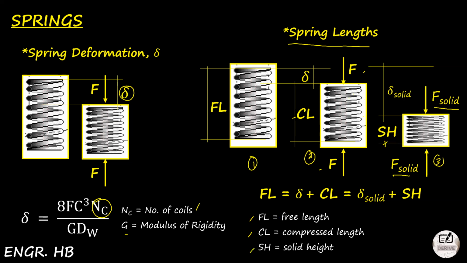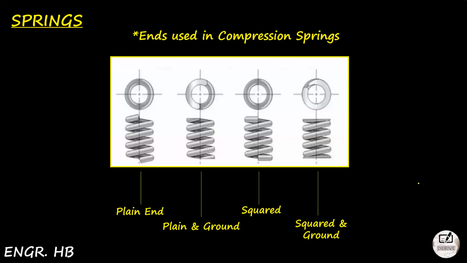If this is compressed length, actually basically compressed length is the same as the solid height. Ang pagkaiba lang, yung force kasi na nag-apply, which is F solid, is always larger than this F. That's why napipi siya ng solid height. So solid height is less than the compressed length. And syempre, kung may deformation ka dito due to F, may deformation ka rin dito due to F solid. And that was the solid deformation. Okay, so dali lang naman tandaan. Free length is equal to deformation plus compressed length. And it is also equivalent to solid deformation plus solid height.